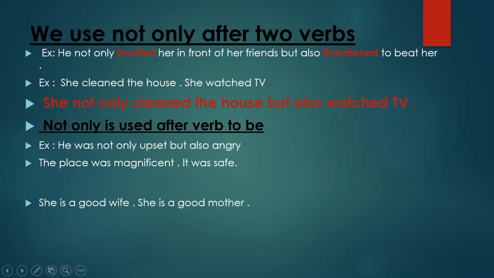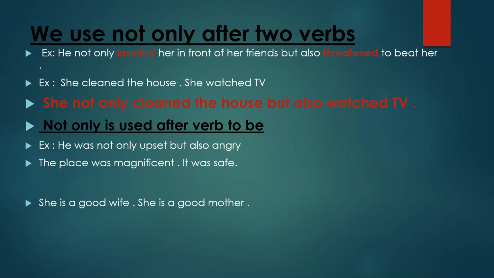As you said, she not only cleaned the house, but also watched TV. Okay, not only is used after verb to be. The place was magnificent. It was safe. And a comma before but, as we just said. So I need somebody here to join this sentence. The place was magnificent. It was safe.